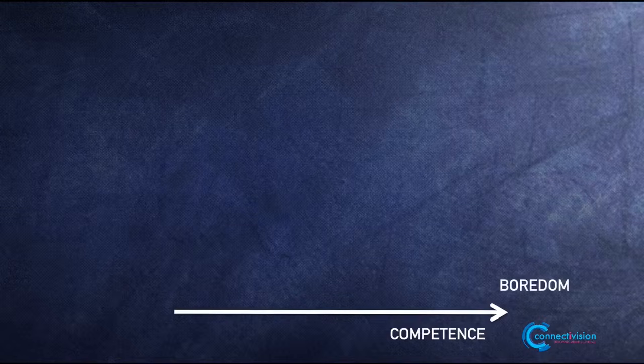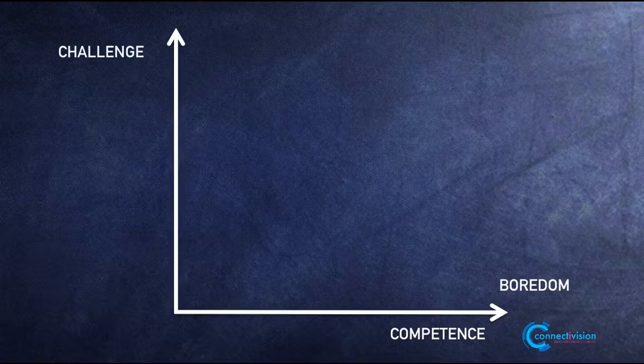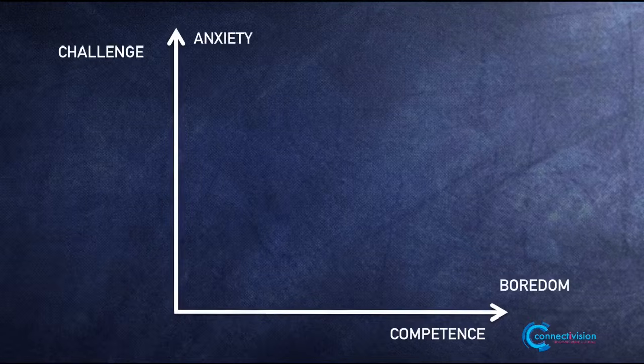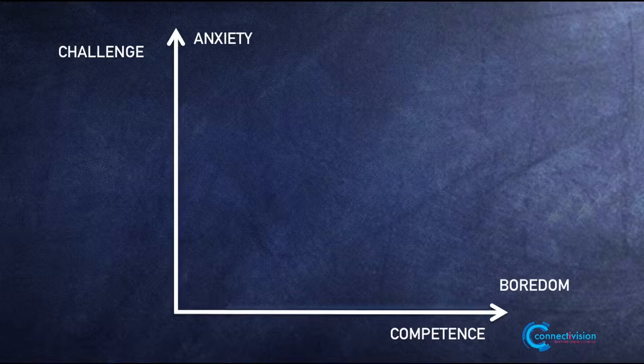This x-axis is the level of competence. If the tasks set are too easy, you get boredom resulting in disengaged learners and no learning is taking place. And this y-axis is the level of challenge. Make your tasks too difficult and you cause more and more anxiety. Again, your learners become disengaged and they're not learning.